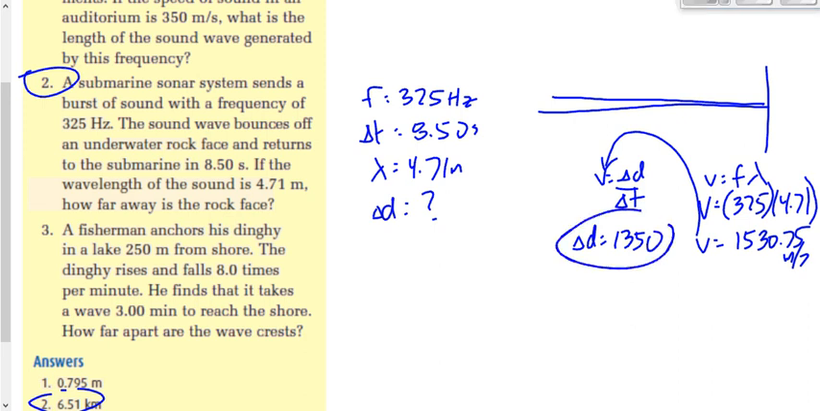We get 1350. What's wrong with that? What are we looking for? We're looking for the distance there. What do we solve for? The distance there and back. So we've got to divide that by 2. Please finish these 3 questions up for homework, please.